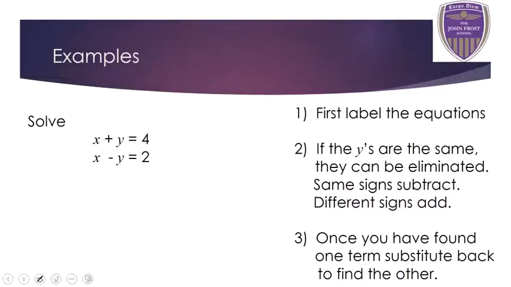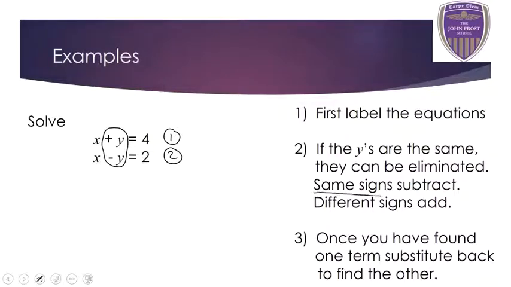Okay, let's have a look at one more example. This is example number 2. x + y = 4 and x - y = 2. Again, following the procedure of the first example, label the two equations 1 and 2. If we look at y, they both have one y. One has a plus and one has a minus, so we can look to eliminate y in this case.